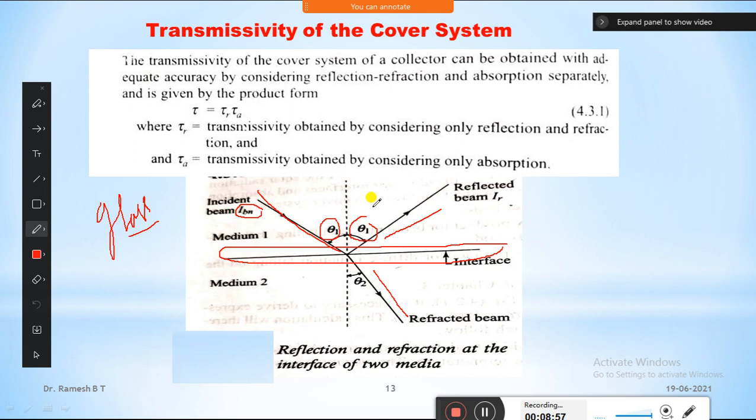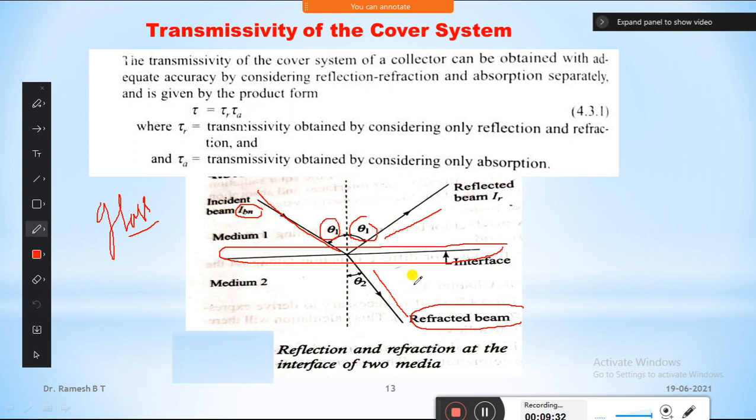Both are equal. On the other hand, the direction of the incident beam theta 1 and the refracted beam, refracted meaning some amount passes through, is given by theta 2, and this relationship is given by Snell's law. We already studied this in your PUC. What is meant by Snell's law? In physics, the angle of incidence, angle of reflection and angle of refraction are related by an equation, and it is called Snell's law.